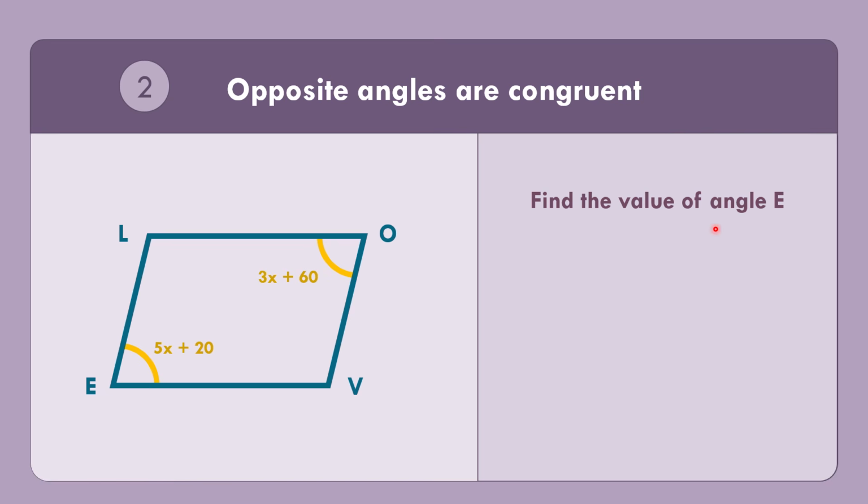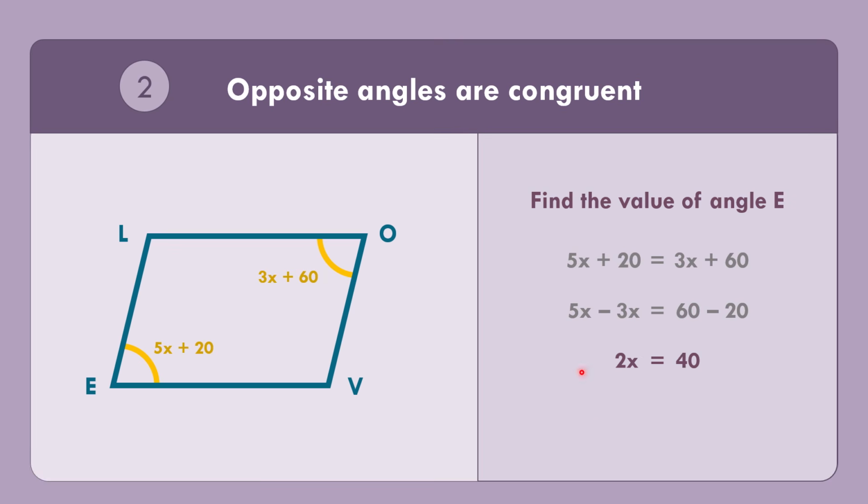Let us find the value of angle E. So this is angle E. Angle E is congruent to angle O. So it means 5x plus 20 is equal to 3x plus 60. Let us solve for the value of x to be able to identify angle E. So 5x, bring down, and then move positive 3x to the left side, that becomes negative 3x. 60, bring down, and 20 moves to the right side, that becomes negative 20. 5 minus 3 is 2, copy x. 60 minus 20 is 40.